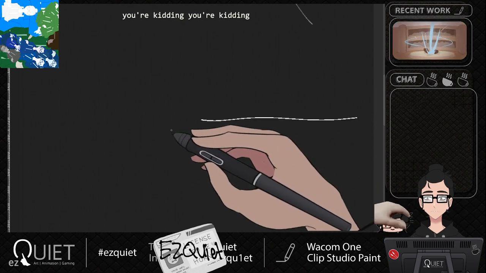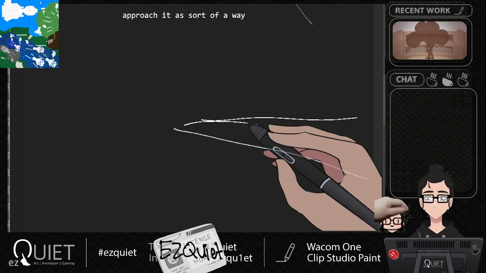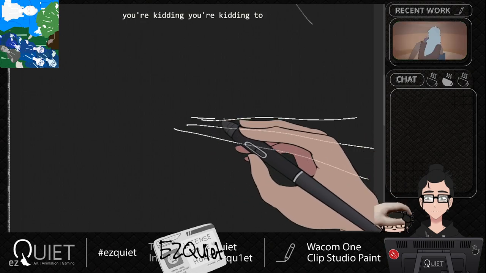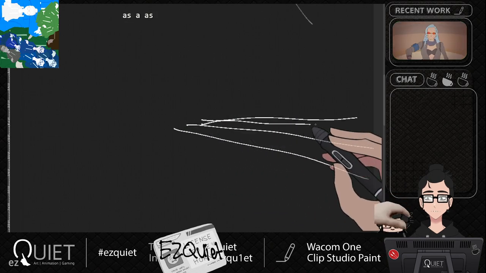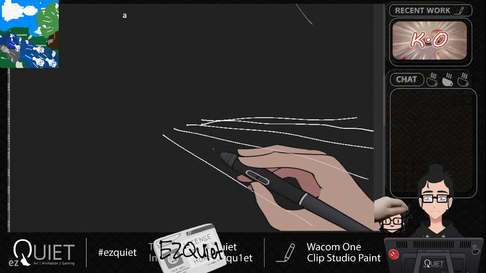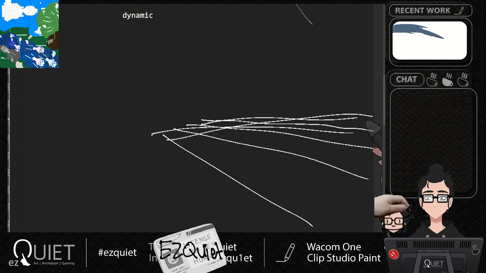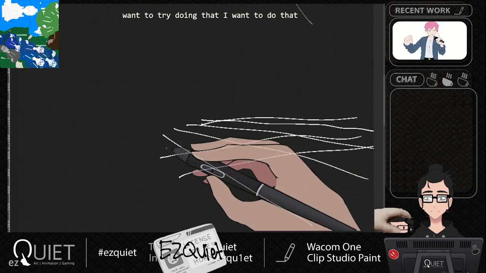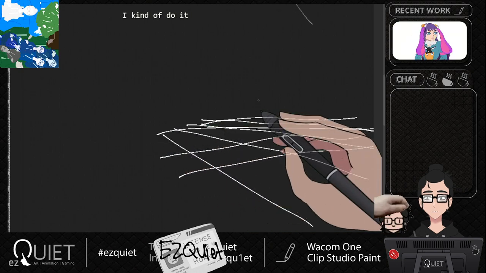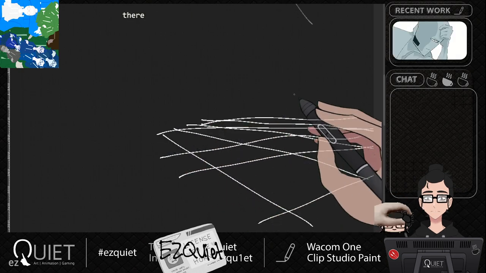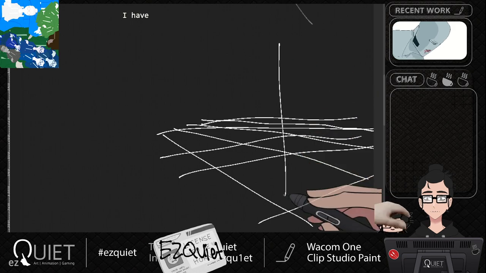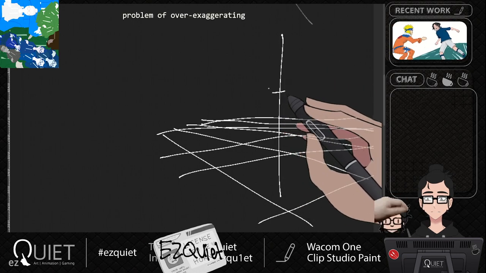Or you can approach it, instead of as an observational study, as more of a way to make your poses a little bit more dynamic. I want to try doing that. And I kind of do it already. I feel by default, there is a temptation to exaggerate. I have the problem of over-exaggerating quite often, though.